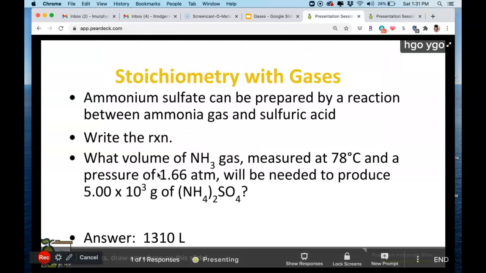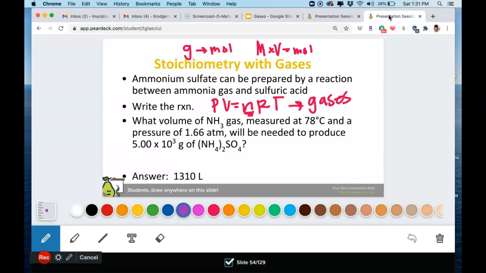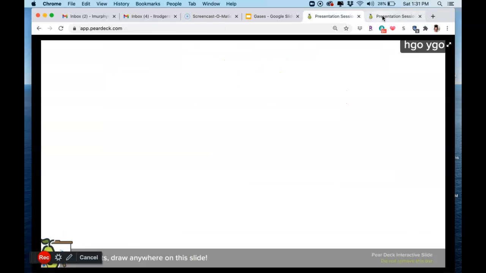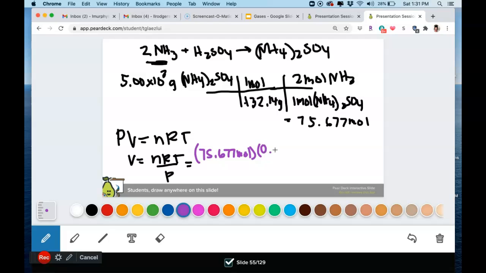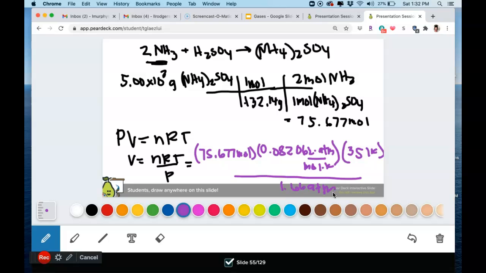Okay, the R constant. I think the pressure was in atmospheres, right? So we're going to use the R that goes with atmospheres. Oops. That's the 0.08206 liter atmosphere over mole Kelvin. And then the temperature, I already forgot that also, was 78 Celsius, so we can't use 78, we have to use 351. And then divide by pressure, which was 1.66 atmospheres. So the units, moles cancel, Kelvin cancel, atmospheres cancels, and you're left with liters, which is a unit for volume.